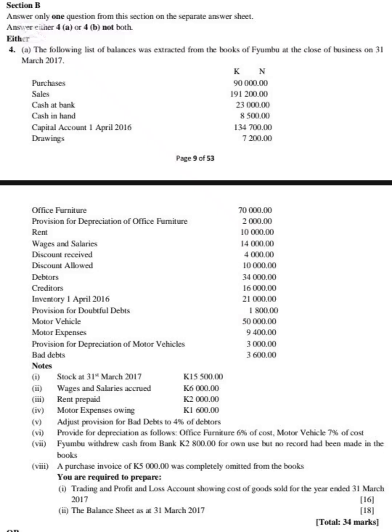So we start with the sales as usual, since this is final accounts for the sole trader. So we start small, we start simple, then we'll be doing the hard things as we go on. So today we'll be doing the sole trader, tomorrow we'll be moving to the manufacturing and so on. So the sales that we have in the list of balances is 191,200. So we indicate it where it's supposed to be.